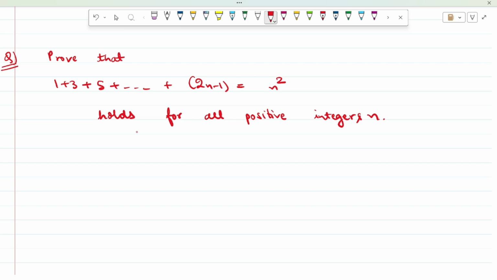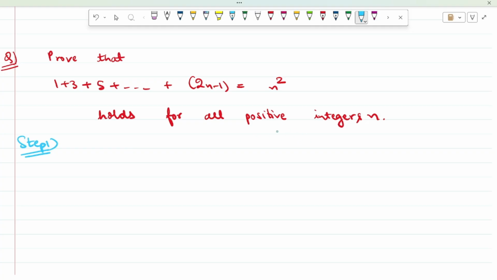We need to prove this: the summation of all the odd integers is equal to n square, and it holds for all positive integers n. So it means that we need to prove it for all the natural numbers. Let's start our proof. Whenever it's given that it holds for all the natural numbers, we usually go towards induction. So step one.